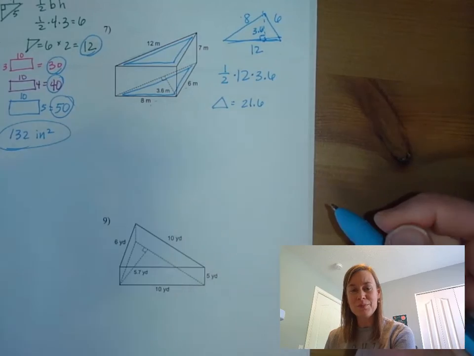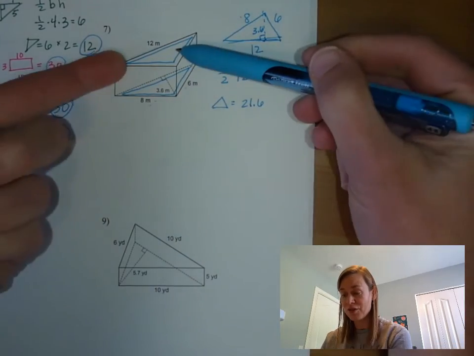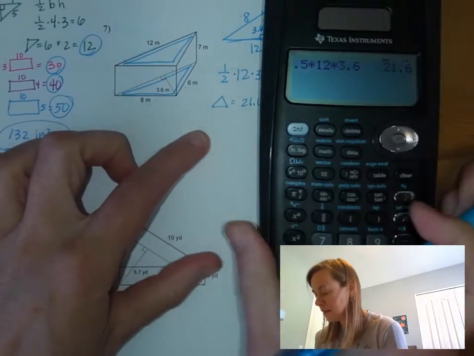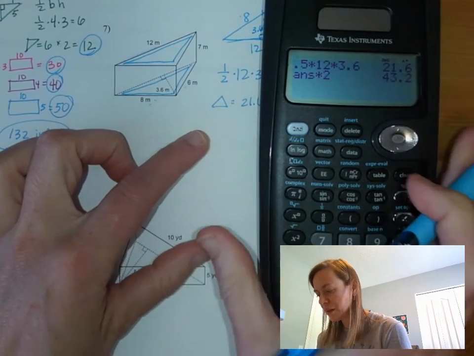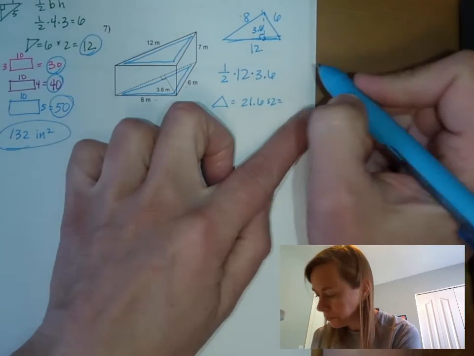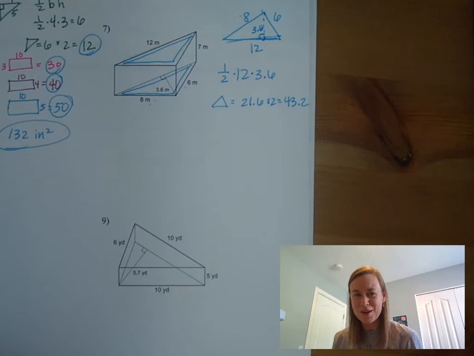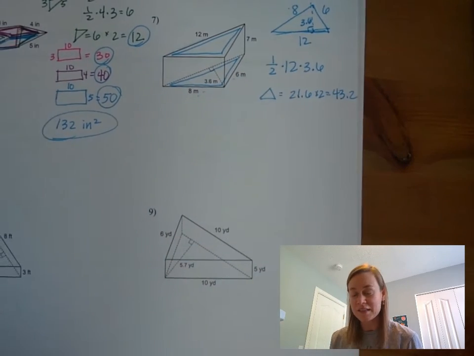Now I need to multiply it by 2 because I have two triangles. So let's multiply it by 2. And let's see what we get. Looks like we're going to get 43.2. Okay, so that was the hard part. That's the heavy lifting of the problem. Now let's do the 3 rectangles.